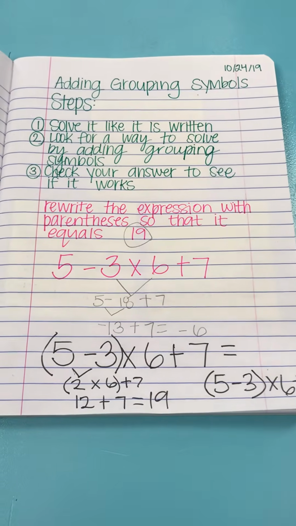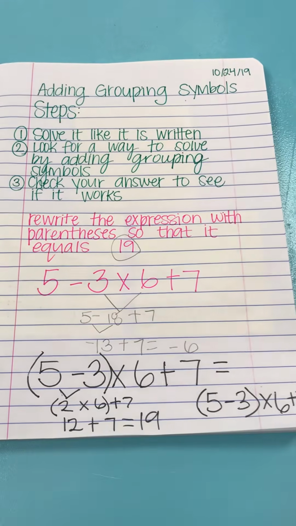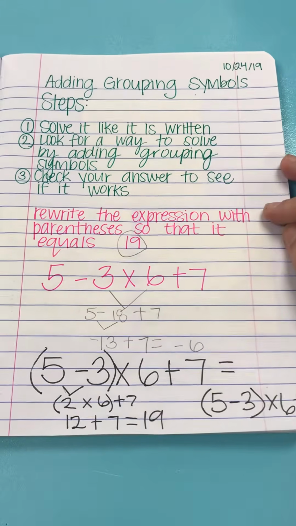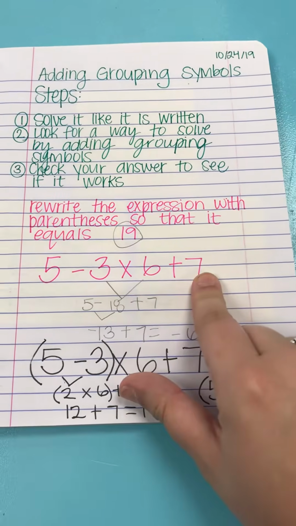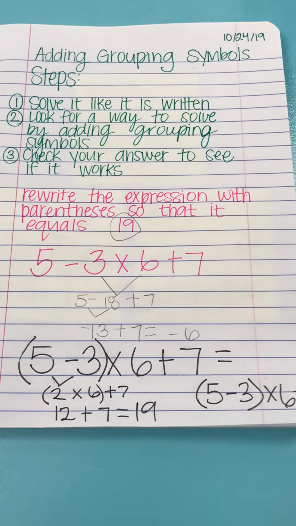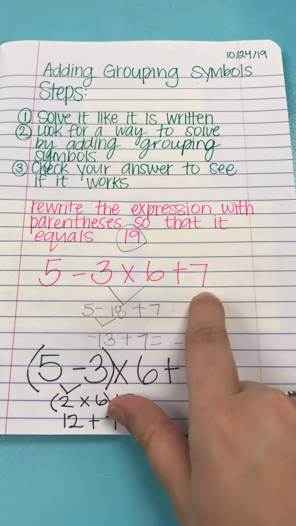Hey Whitehead Harper friends, this video is about how we add grouping symbols to get a given value. What I tell the kids to do, because this is very new to them, is they're going to be given an expression and it's going to say, let's rewrite it with parentheses so that it's equal to a certain value. In this case, my value was 19.